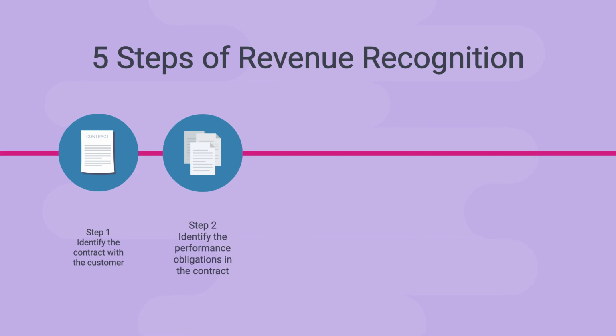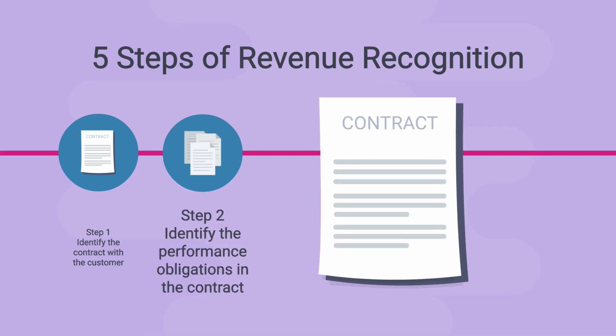Step 2. Identify the performance obligations in the contract. Before you can recognize any revenue, you must identify each distinct good or service that you made to your customer in your contract. These are known as performance obligations.